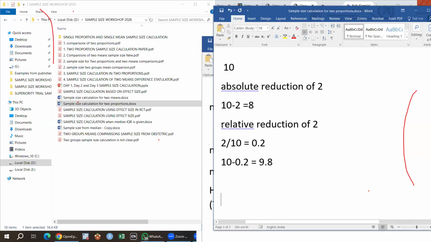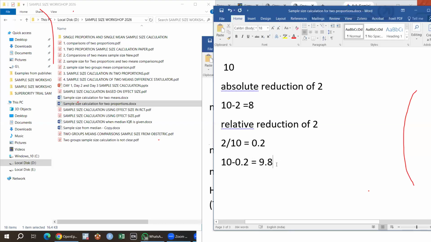You have to get this relative reduction of 2 from 10. Okay. Then you have 2 by 10 is equal to 0.2. Then this will be your absolute reduction. So the relative reduction of 2 out of 10 will be your 0.2 absolute reduction. So this will be the answer.